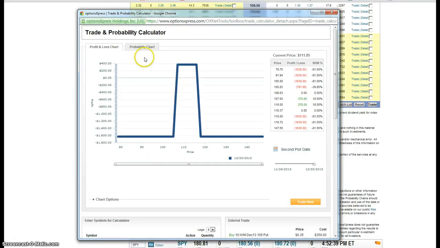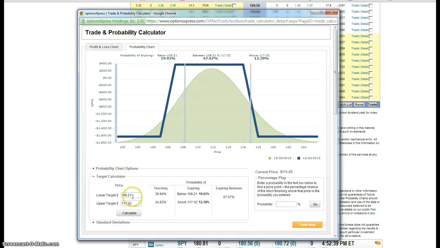We can go to our probability chart, go to the target calculator, and put in our lowest target of 107. We could put in our upper target of 116, hit our calculate, and we could see that with 107 and 116, there's a 12% chance of it expiring below and a 17.56% chance of it expiring above. Those would be our undesirable things to happen, but we have probably right around that one standard deviation, don't we? It looks like we're right around 70% chance of this being a successful trade.